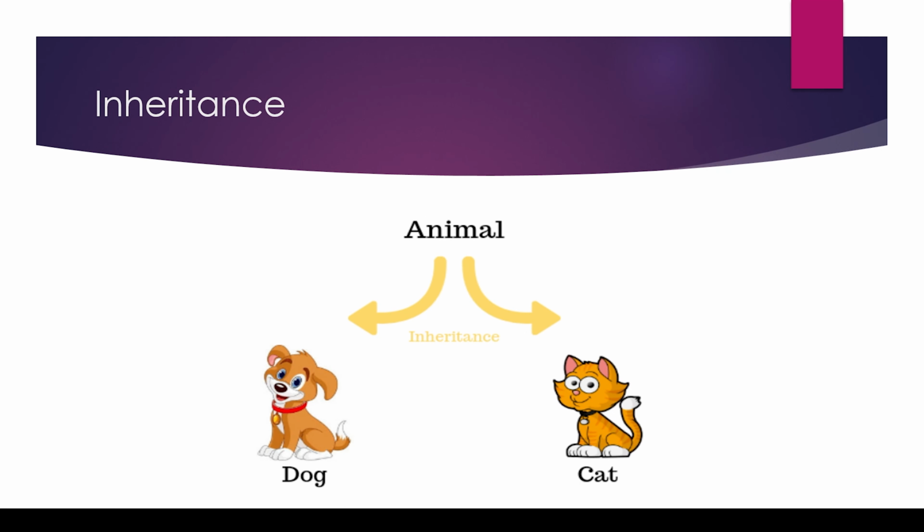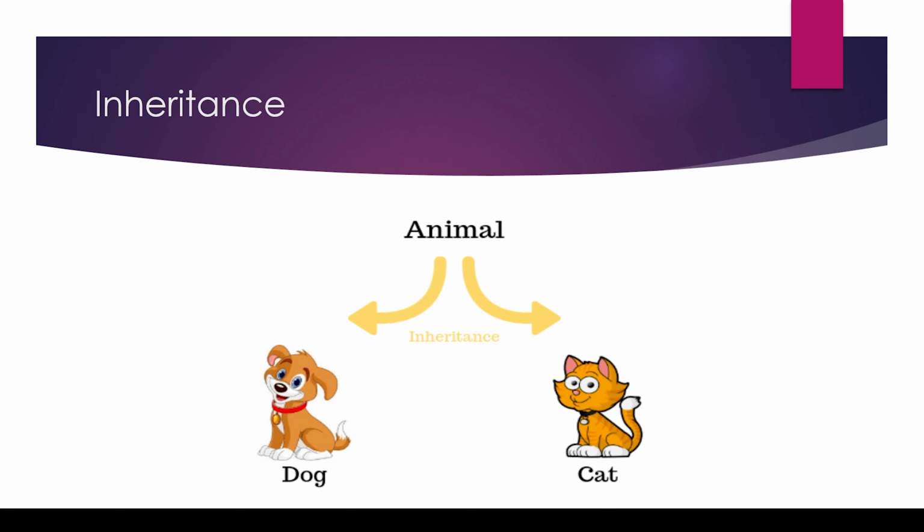So here I have one image. I took it from the internet, and here we have an animal, and this animal is our parent class, and the dog and the cat inherit from this animal class. In animal we have some common functionality like eating, sleeping. So all other animals like dog, cat, lion, they all eat and they all sleep, right? And they all make some noises.